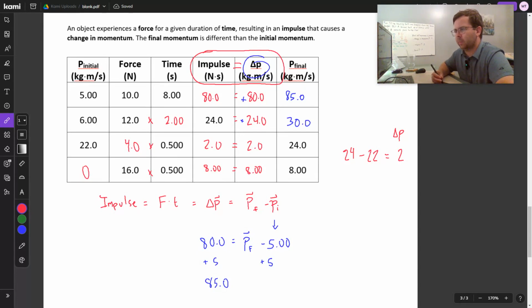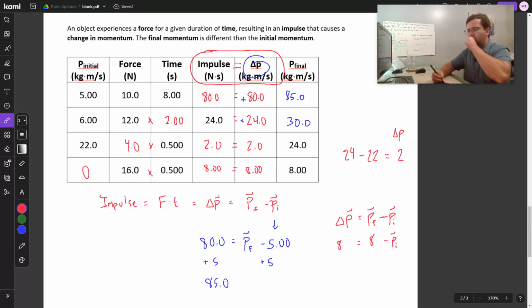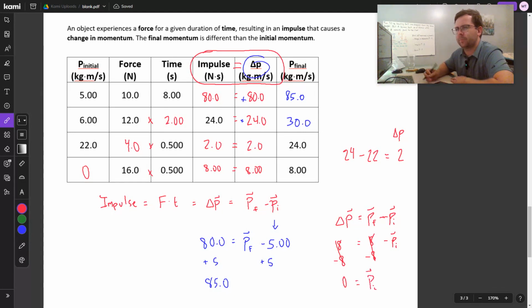You know, I can always check that by remembering the change in momentum is the final minus the initial, right? And so we knew that the change was 8. We knew the final was 8. So the initial is what we're solving for there. So it looks a little weird because we're just solving and we get 0 as our initial momentum. So that's it. That's all I've got for you in this video.